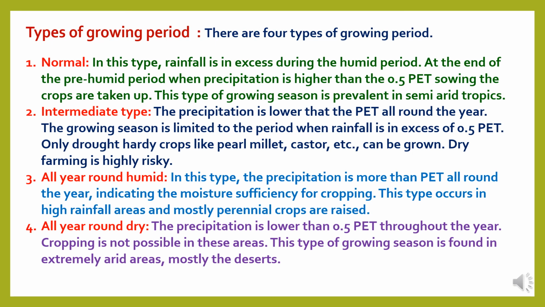After that, all year round humid. In this type, the precipitation is more than PET all year round, indicating moisture sufficiency for cropping. This type occurs in high rainfall areas and mostly perennial crops are raised. After that, fourth is all year round dry. The precipitation is lower than 0.5 PET throughout the year. Cropping is not possible in these areas. This type of growing season is found in extremely arid areas, mostly the deserts.